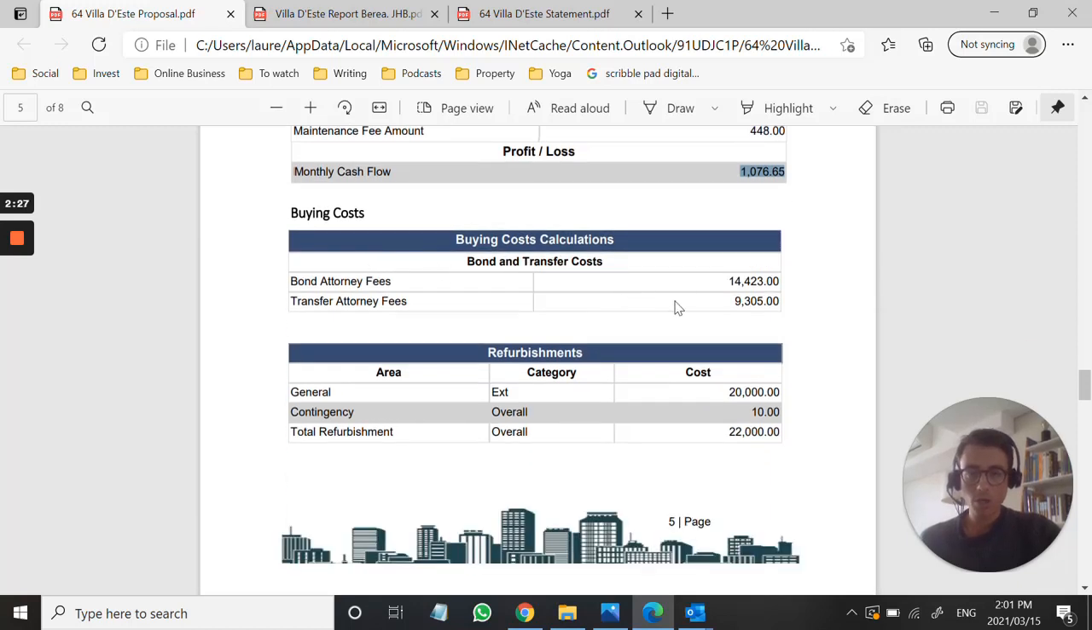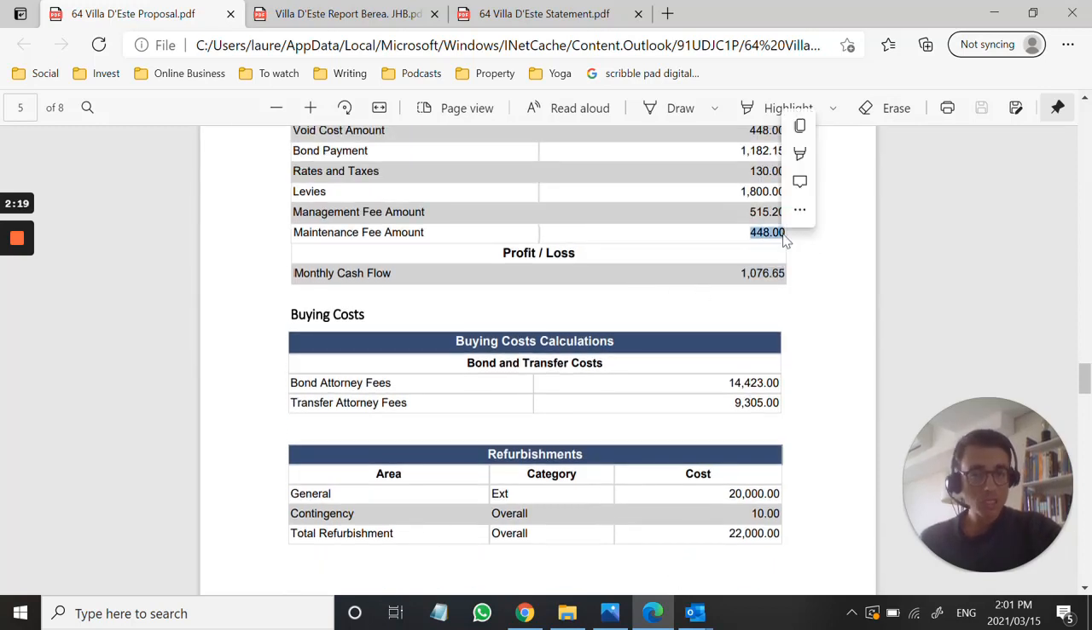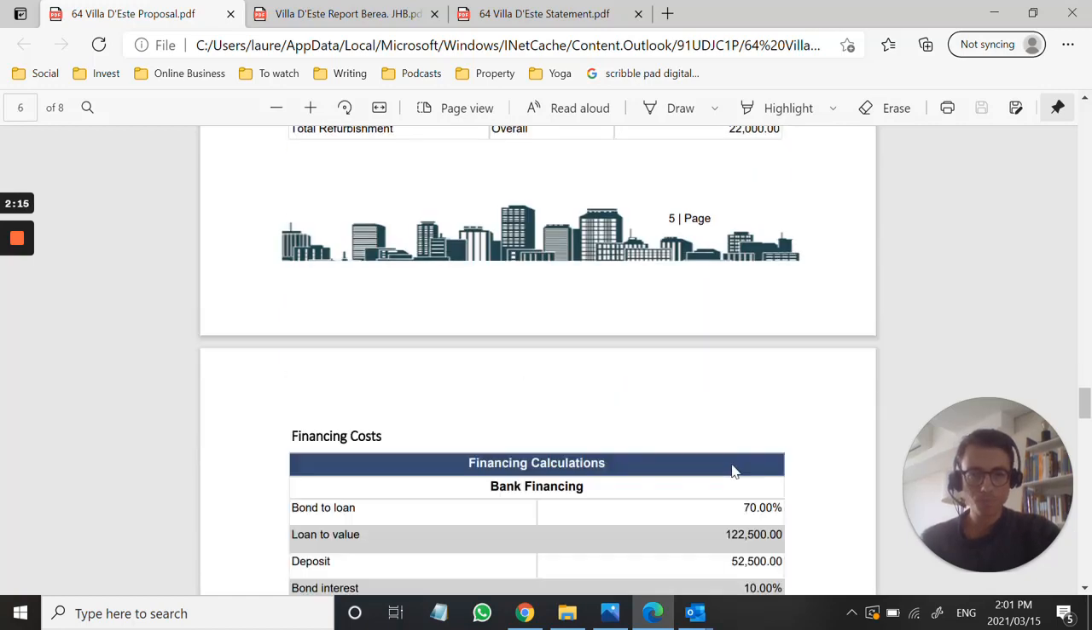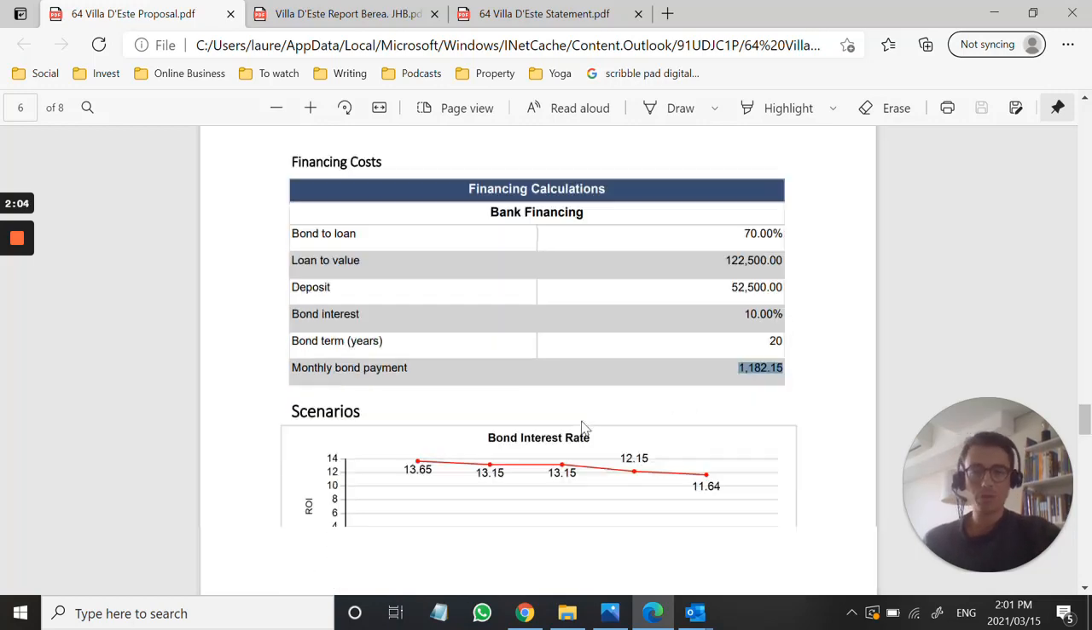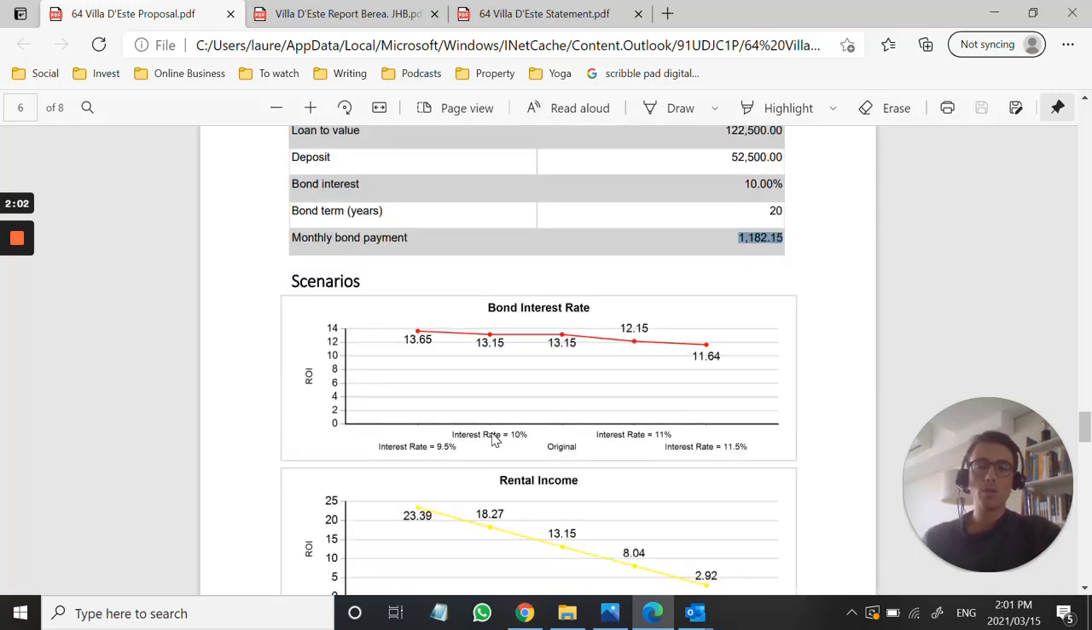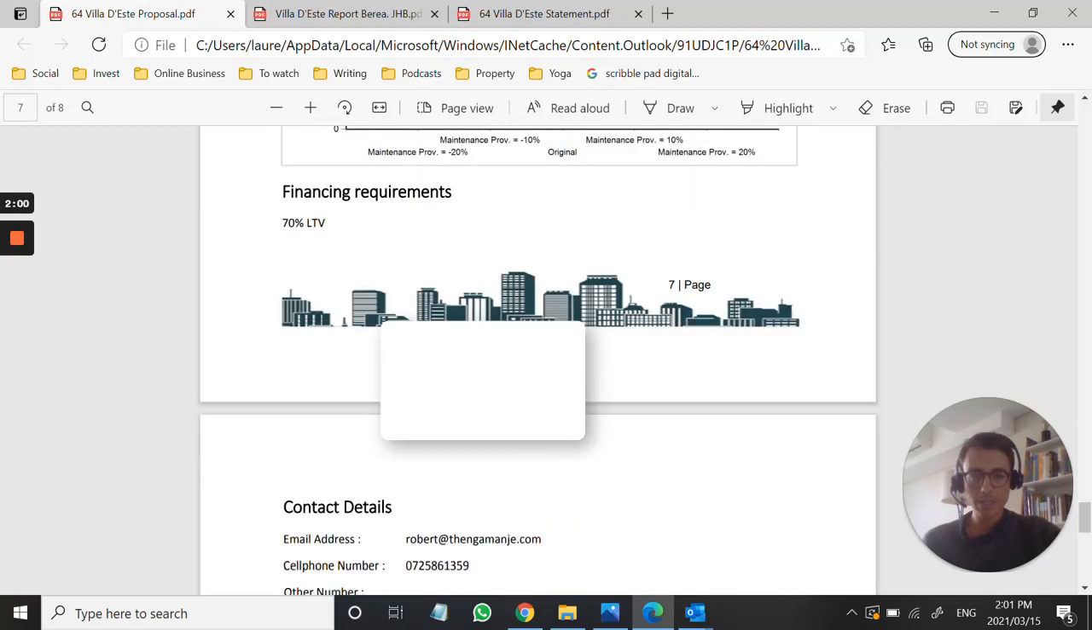He's got his bond costs and transfer costs. He's got a 20,000 Rand budget for renovations in the event that the tenant decides to leave. So that's why his maintenance budget here is quite low, because he's already budgeted 20,000 as an upfront cost. Bank financing at 70%, 10% interest over 20 years, 1,100. Perfect. So he's really worked out the bank financing perfectly here. Obviously, the app includes some scenarios so you can see where the risk is.